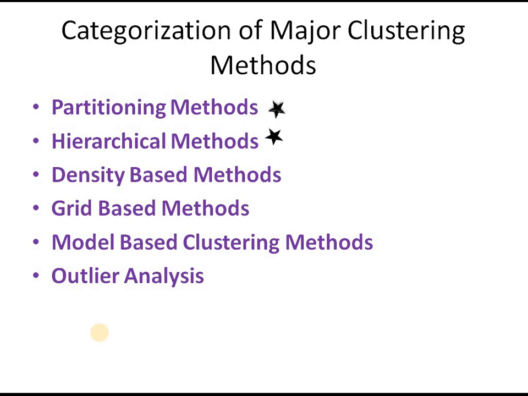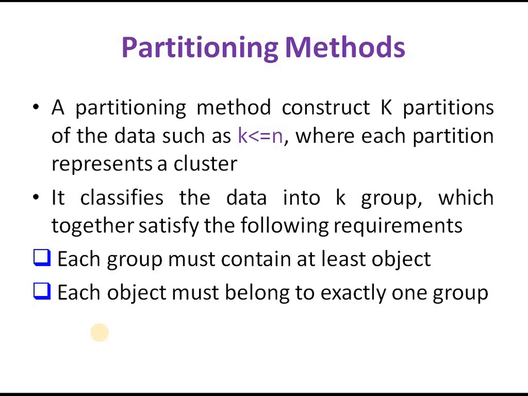Partitioning methods. Partitioning methods construct k partitions of the data such that k is less than or equal to n, where each partition represents a cluster. It classifies the data into k groups which together satisfy the following requirement: each group must contain at least one object and each object must belong to exactly one group.